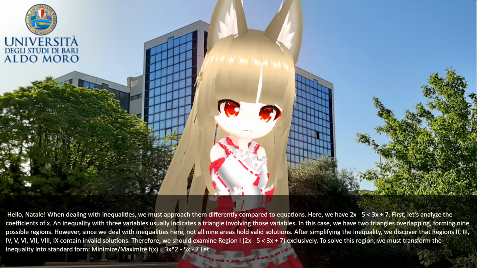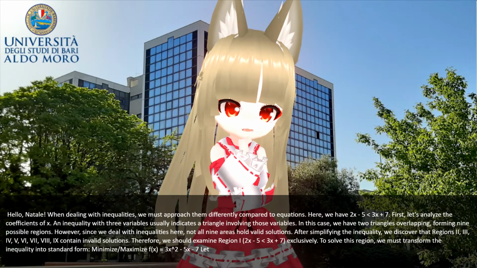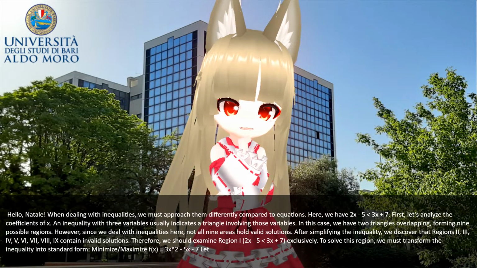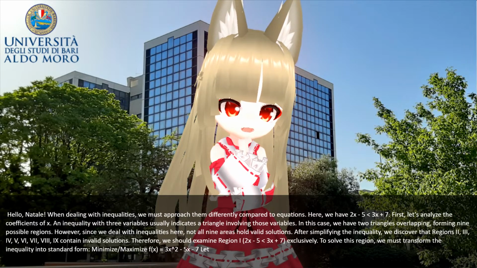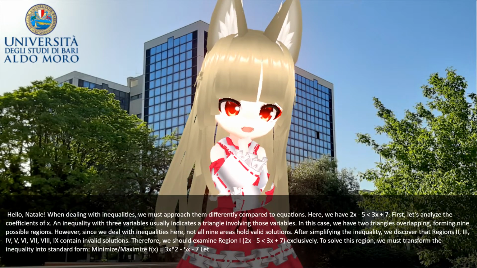Hello, Natal. When dealing with inequalities, we must approach them differently compared to equations. Here, we have 2x + 5 < 3x + 7. First, let's analyze the coefficients of x. An inequality with 3 variables usually indicates a triangle involving those variables. In this case, we have 2 triangles overlapping, forming 9 possible regions.